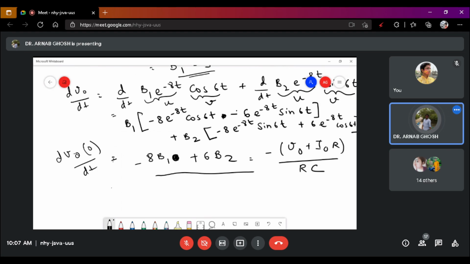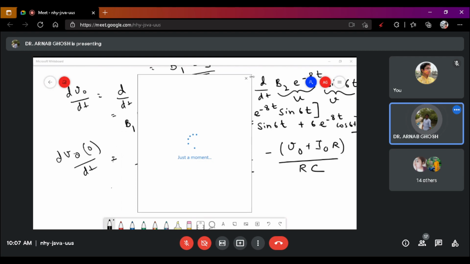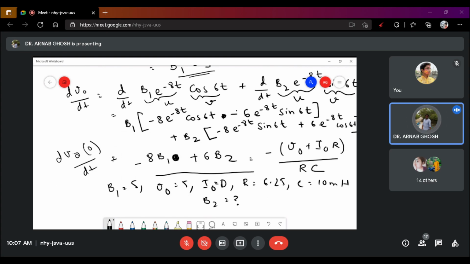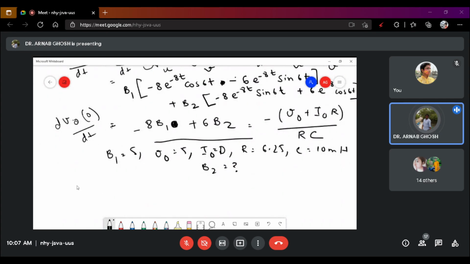So from this you know the value of b1 as 5, v0 as 5, I0 as 0, R as 6.25, and C as 10 millihenry. Put the values, you will get b2, and then put it in the general expression. What was your general expression? A general expression. So you calculate.